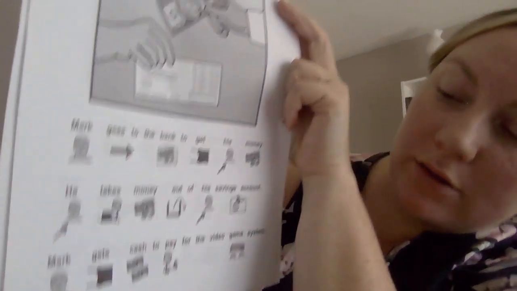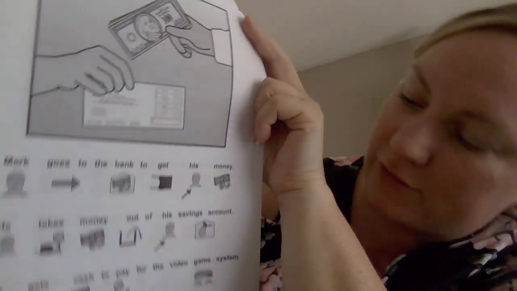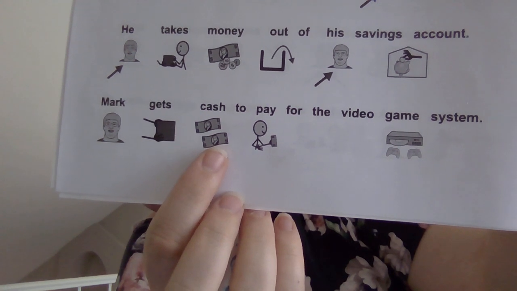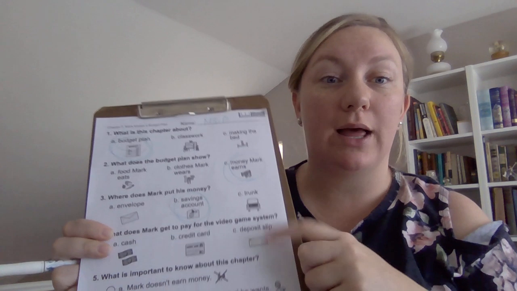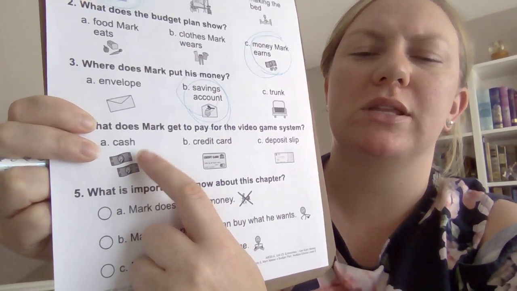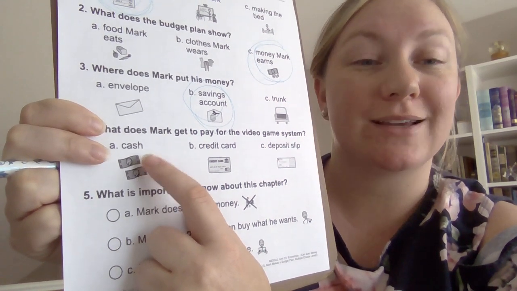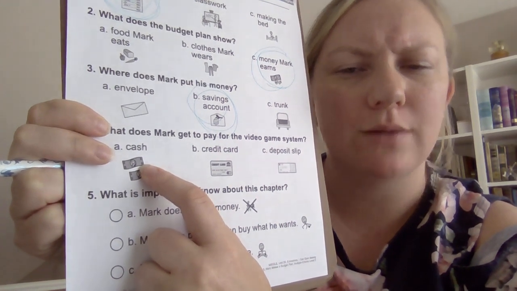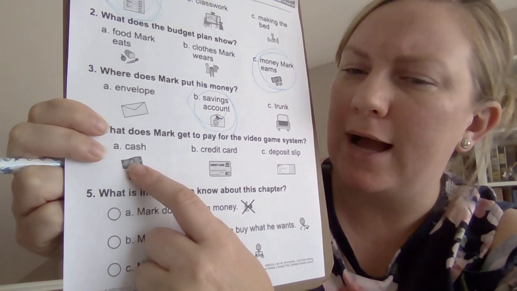It is right here that Mark gets cash to pay for the video game system. So let's look at the pictures. Mark gets cash. So this is the picture we're looking for. And if you've got real cash in real life to show your students, this would be a good time to show cash so that they can see the real item next to the picture symbol of it. It's a good connection from real objects to just the picture. So cash, here we go. The answer is A, cash.